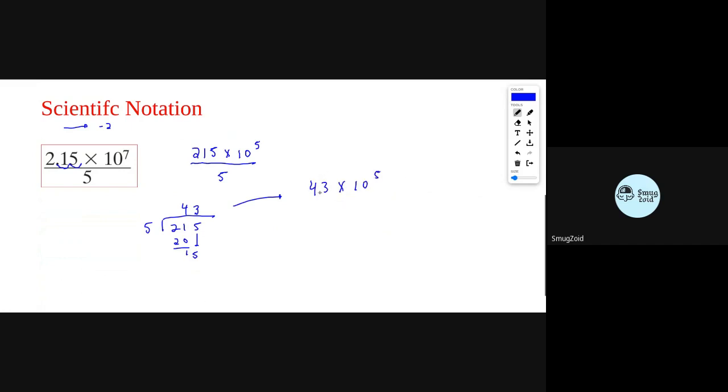Can't leave it like that. You can only have one number in front of the decimal, so I got to roll this way 1. So the answer becomes 4.3 times 10 to the 6.